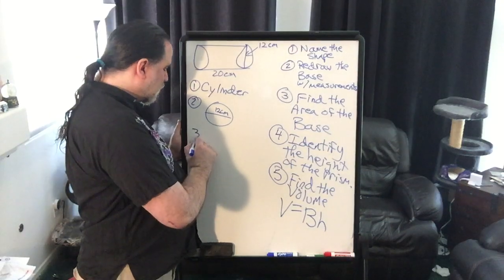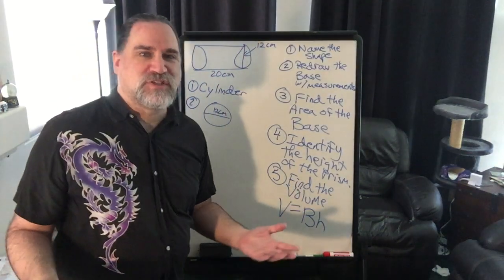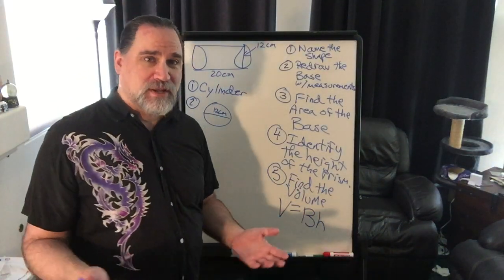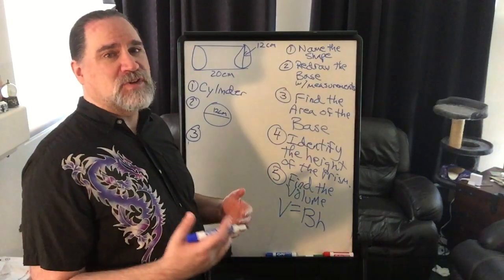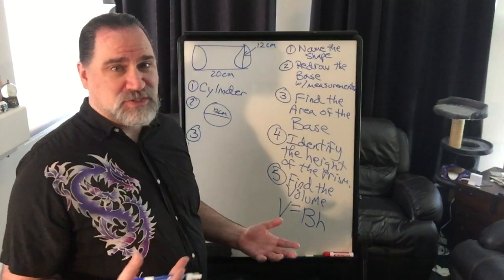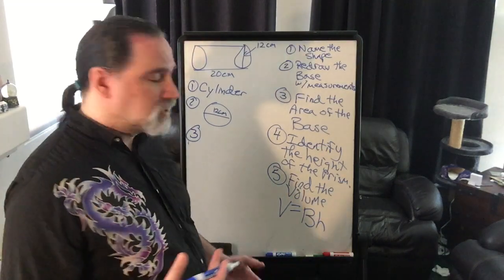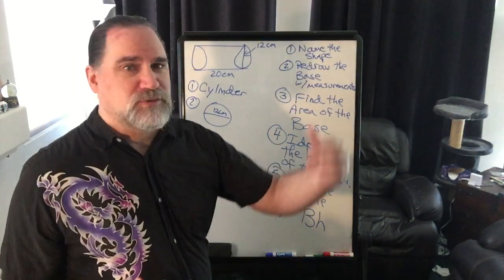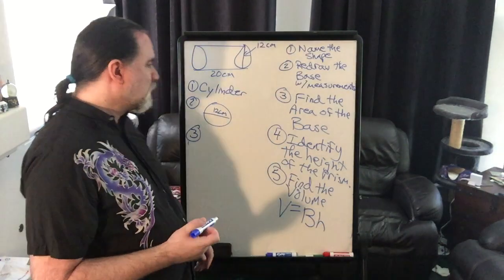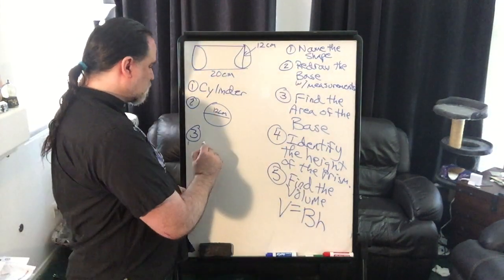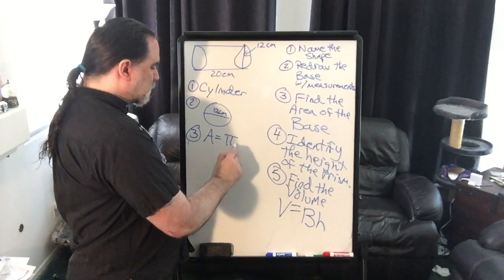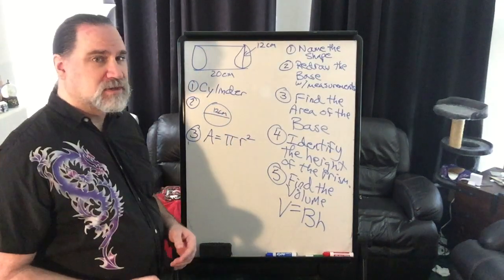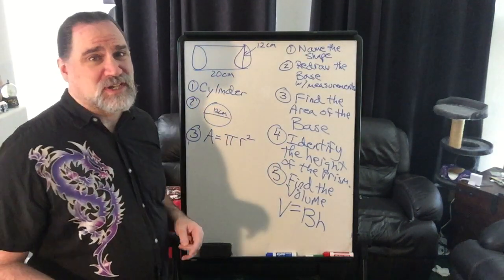Now I'm going to go find the area of the base. This is where I actually have to do some calculations, and I have to know some of the formulas, I have to know some of the variations, and so on and so forth. The difference between finding the area of a rectangle versus a triangle versus a trapezoid versus, in this case, a circle. Well, area of a circle is pi times the radius squared. Well, I don't have the radius. That's the first thing I notice.